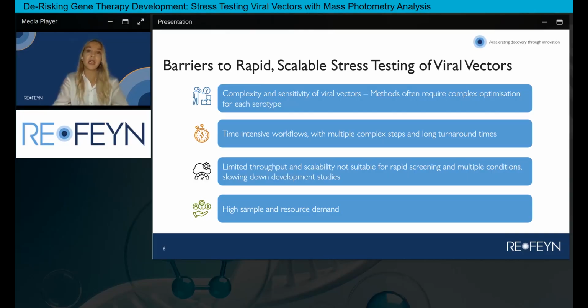And this makes these types of tests very time intensive with multiple complex steps and very, very long turnaround times. That means that we will end up with limited throughput and scalability. And because these assays require significant amounts of material, sample and resource demand can also become a bottleneck.